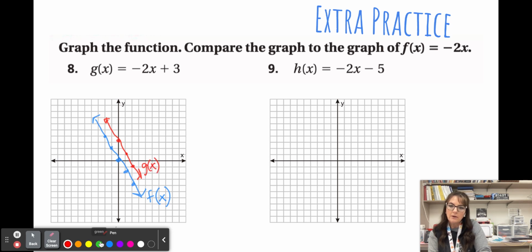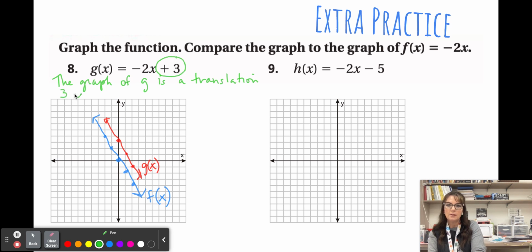And then when we compare them, we would say that the graph of g is a translation. And here's that k value, right? 3 units up of the graph of f. That's it. That's all we have to do.